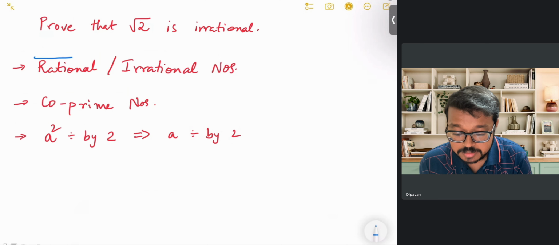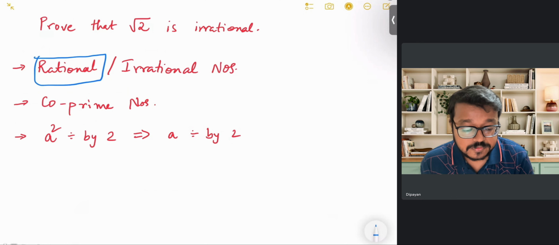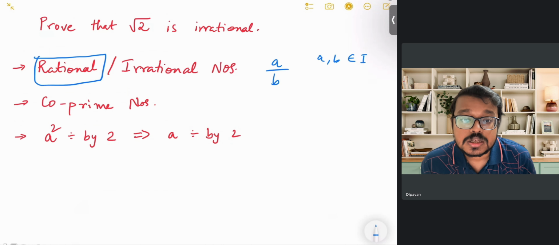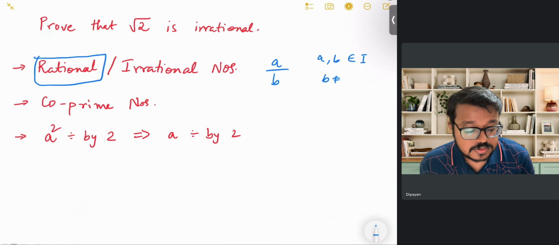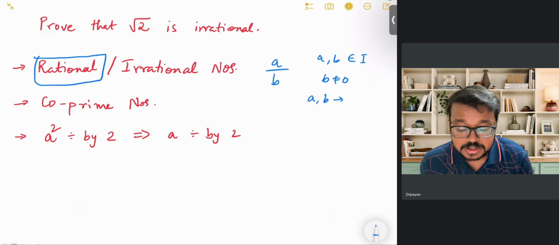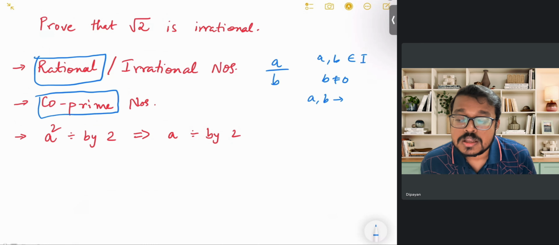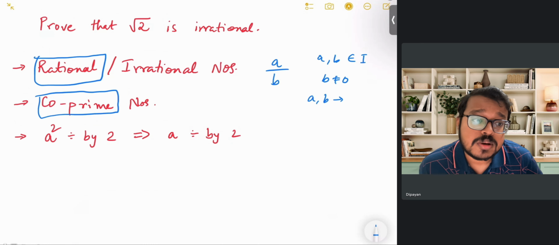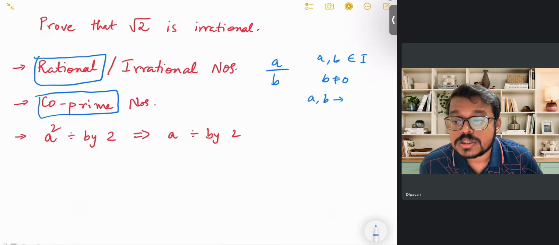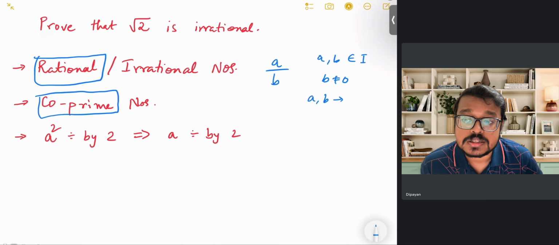We know that rational numbers are numbers which can be written in the form of a by b. And what are a and b? A and b are integers, so they belong to integers, and b is not 0. And another very important point in the definition of rational numbers is that these numbers a and b are supposed to be co-prime. Now, what are co-prime numbers? Co-prime numbers are any two numbers which do not have a common factor other than 1.